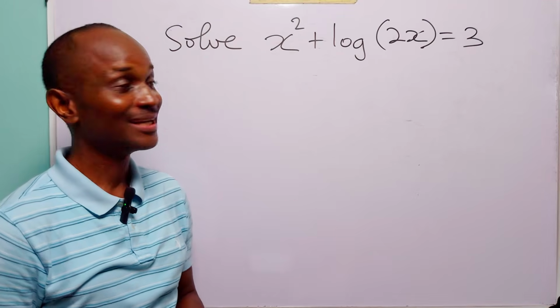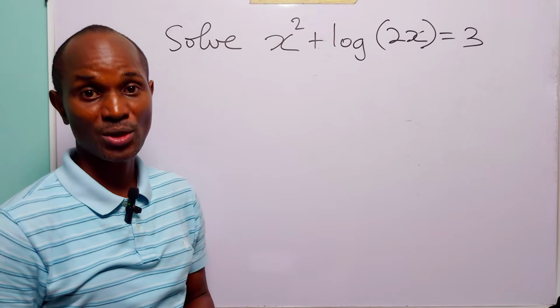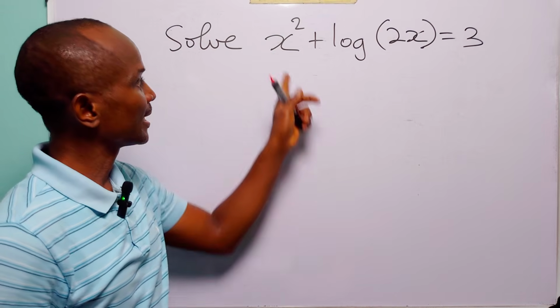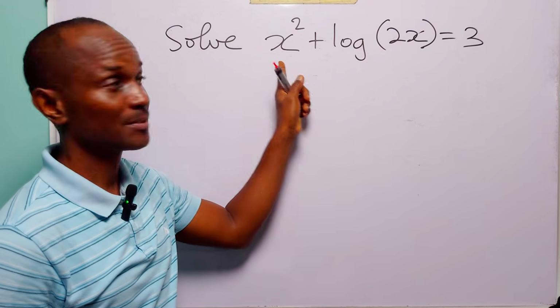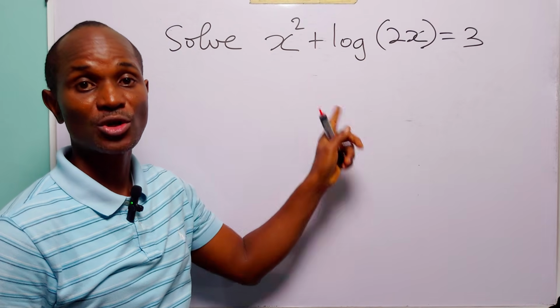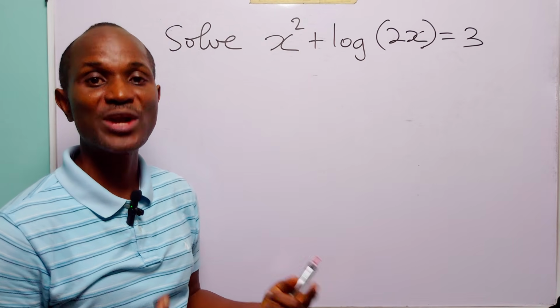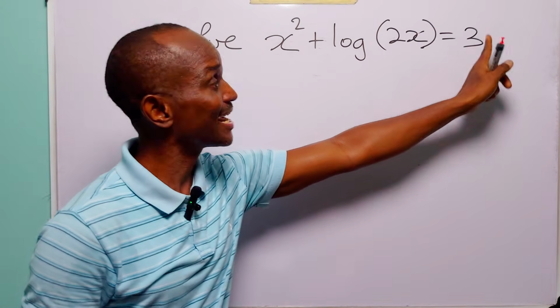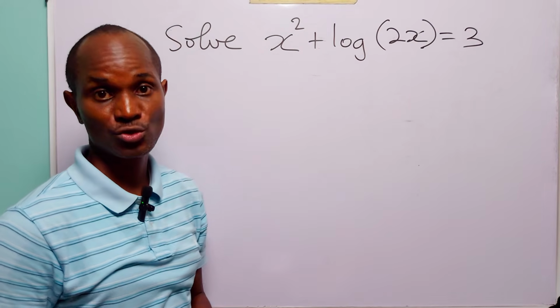Hello and welcome. The logarithmic equation on the board is quite different from the ones we usually solve on this channel. Here you will see a quadratic term, and here you will see a logarithmic term. So to solve this equation, we are going to take a slightly different approach. The first thing we are going to do is multiply through the equation by 2.